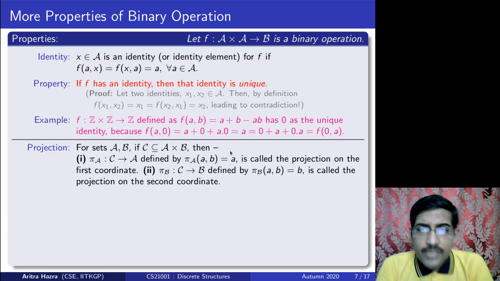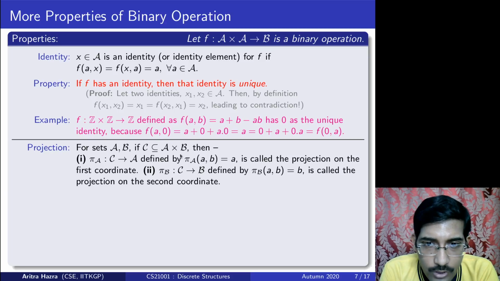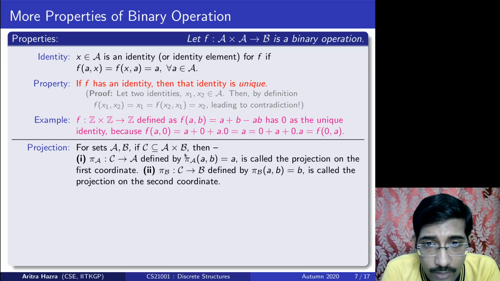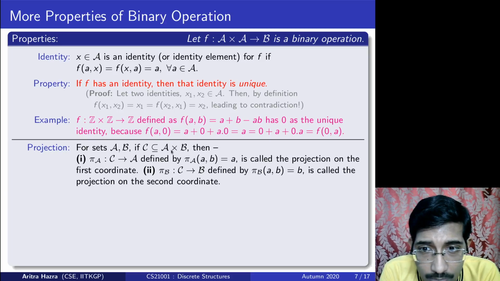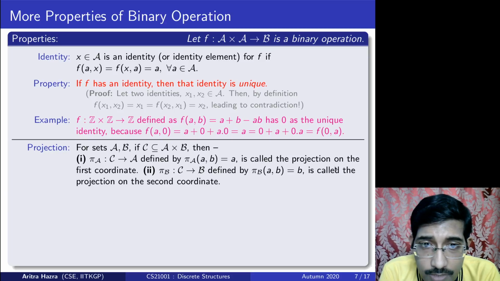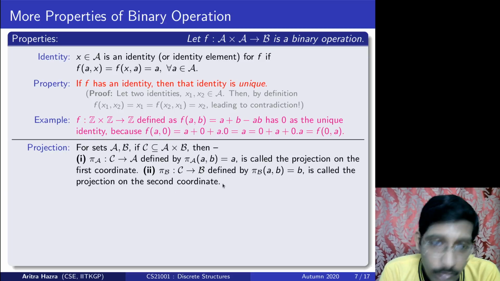Projection operation: let's say we have two sets A and B, and we have a subset C of the Cartesian product of A and B, which is a relation basically. We say the projection of C to A is where we only take the value of the first component, whatever it is. So this is from a subset of A cross B to A, and we take only the A values as the answer. Then it's a projection on the first coordinate. If we take the other one, it is a projection on the second coordinate.